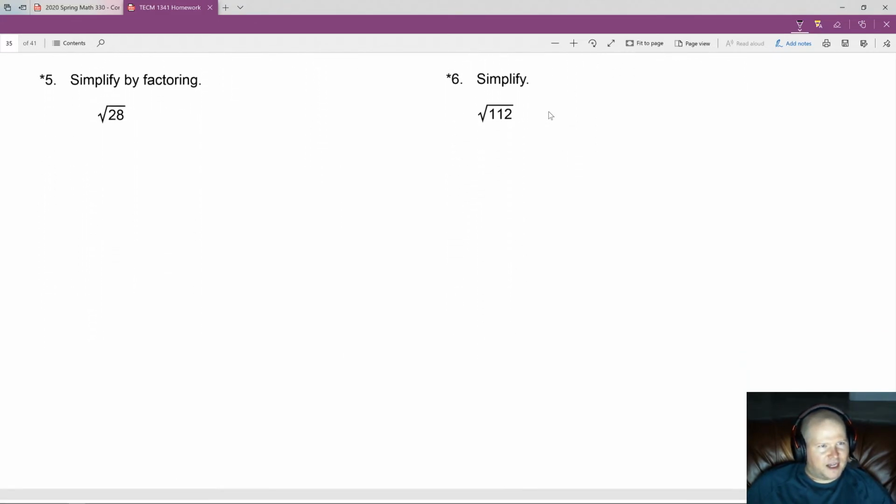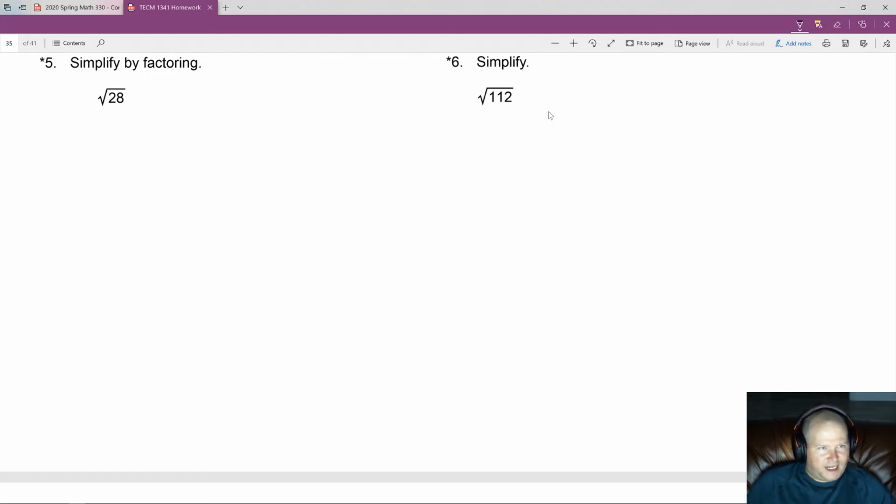So simplify by factoring, square root of 28. So the square root of 28, we can break that apart. The largest perfect square that I can factor out can be a 1, 4, 9, 25, and so on and so forth, right? So 1 squared is 1, 2 squared is 4, 3 squared is 9, 4 squared is 16, 5 squared is 25, so on and so forth. So the largest thing I can factor out of here is a 4, and that leaves me a 7, which means I just take the square root of 4 times the square root of 7. Square root of 4 is 2, so 2 square roots of 7.